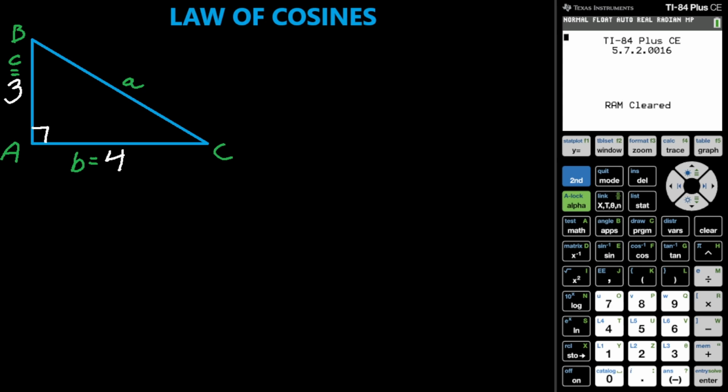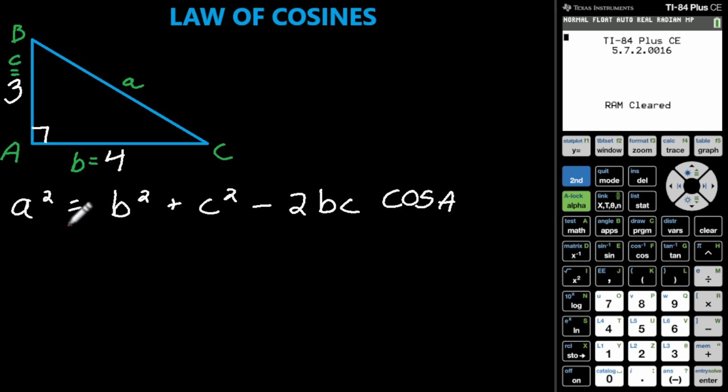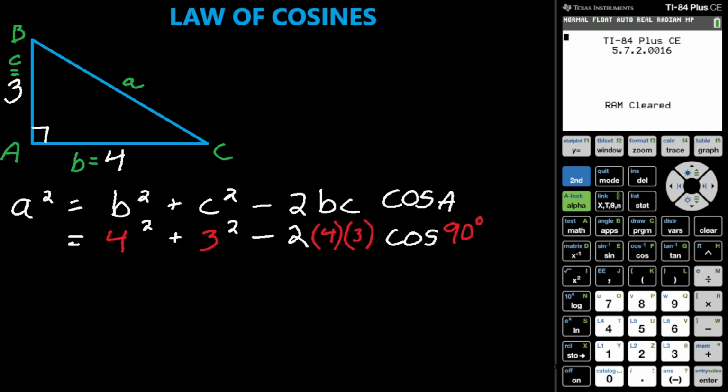And the law of cosines takes three different forms. In each case, I'm solving for the square of the side that I don't know. In this case, it's going to be A, and I have the length of C. I don't have the angle C. I have the length of B. I don't have angle B, but I do have angle A. So now substituting on the next line for the things that I have. So B is 4, C is 3. I've substituted those in. Now I'll simplify.